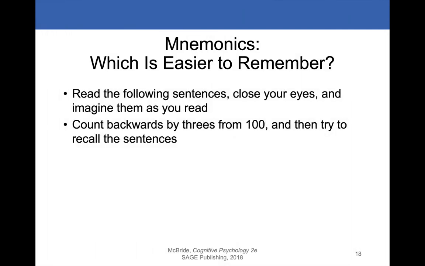So here's an example of mnemonics: which is easier to remember? Read the following sentences, close your eyes, and imagine them as you read. Then count backwards by threes from 100. That's your distraction task. And then try to recall the sentences. So here are the sentences.